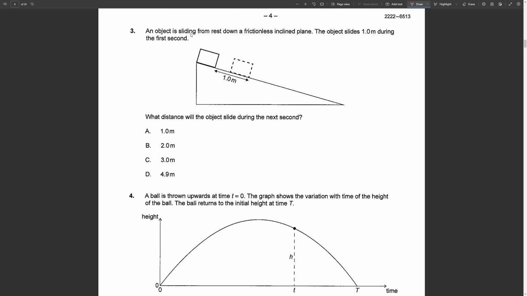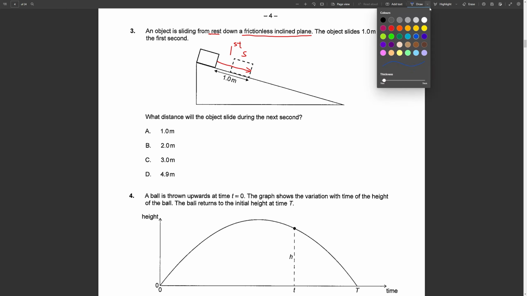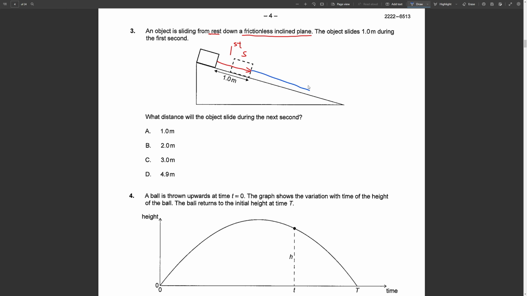In question 3, we have an object starting from rest, sliding down a frictionless inclined plane. This object slides 1 meter in the first second, which means the first second's journey was this red arrow. And the following second should be somehow like this one. The box will therefore be at the position in blue. Our target is to get the displacement in the next second only.